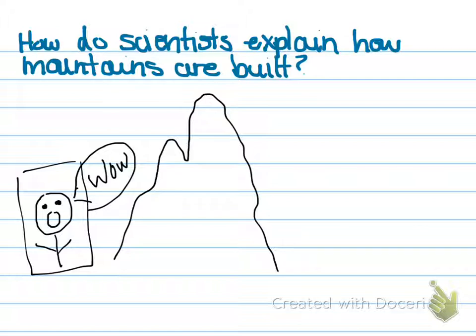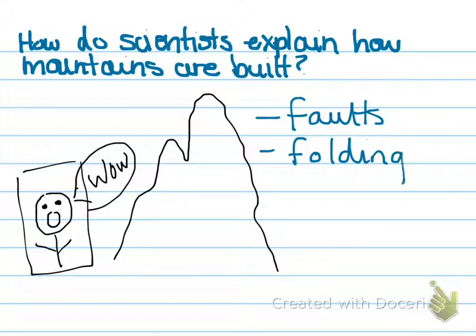Scientists have identified several ways that mountains can be built, and the ones that we are going to explore are through faults, folding, and volcanoes. Most mountains are created by a combination of folding and faulting.